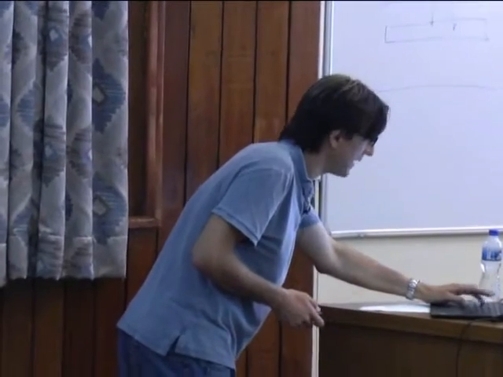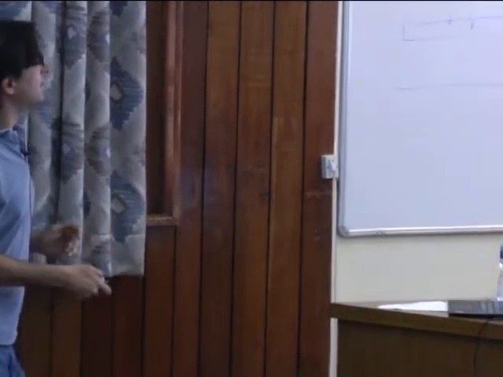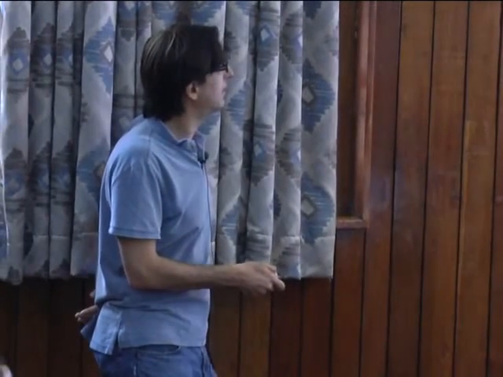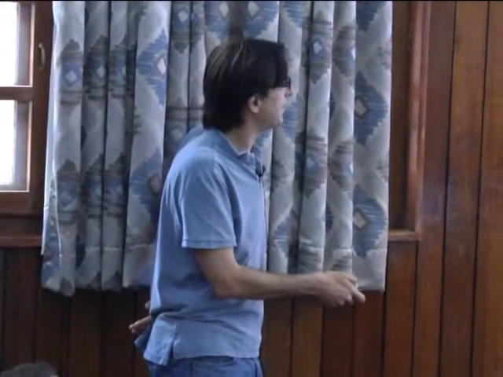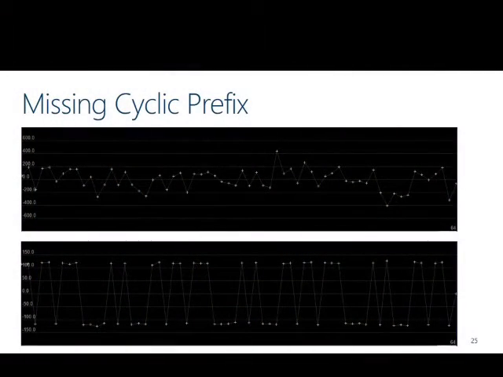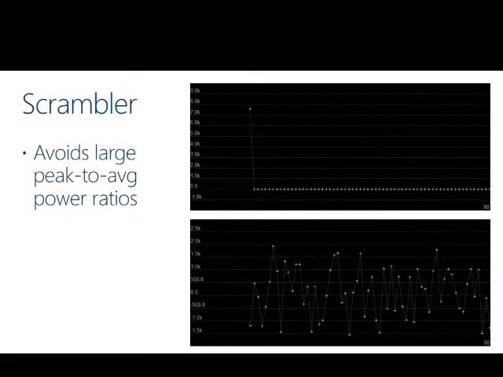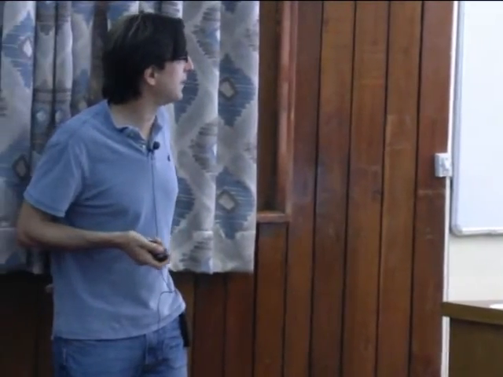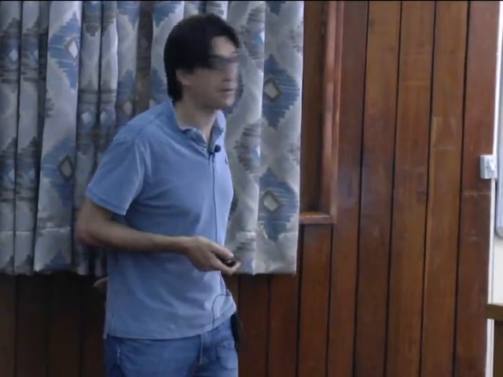And there is one more thing to mention. So you have to do this, and so this was the thing with the missing and the correct cyclic prefix. Okay, so the scrambler. So why do we use scramblers? We use scramblers to avoid large peak-to-average power ratios.